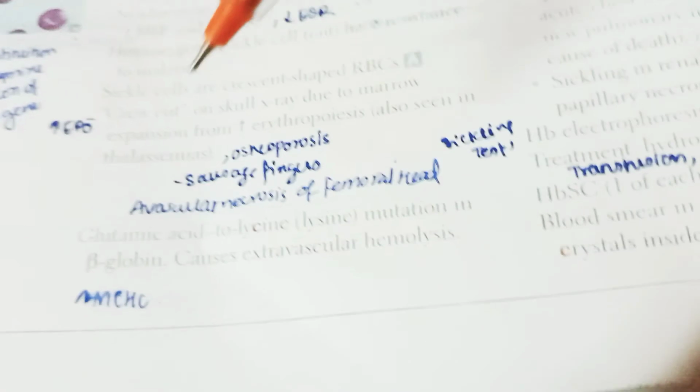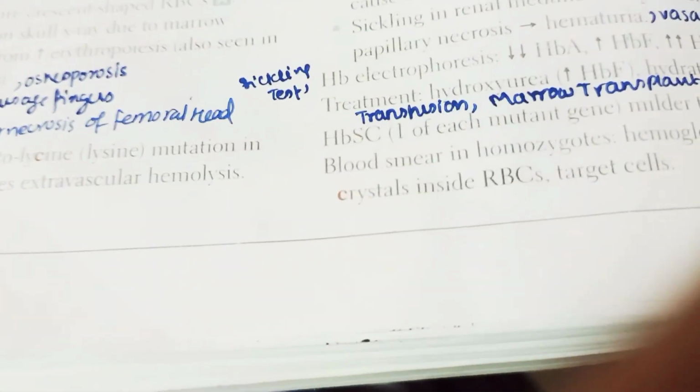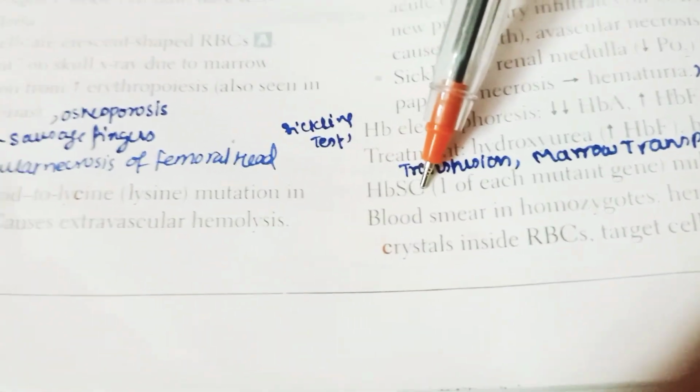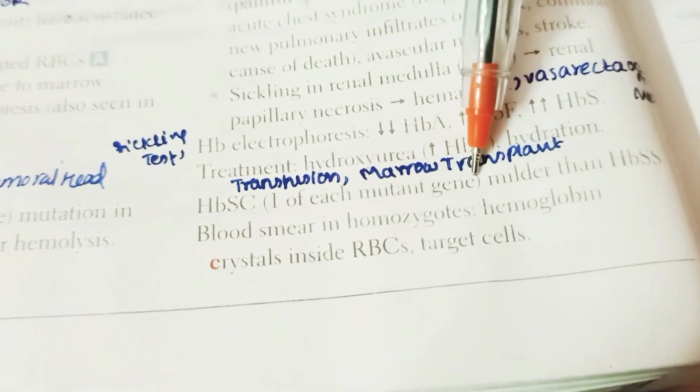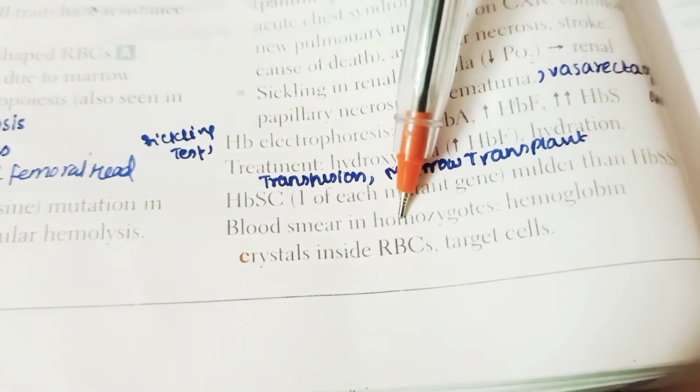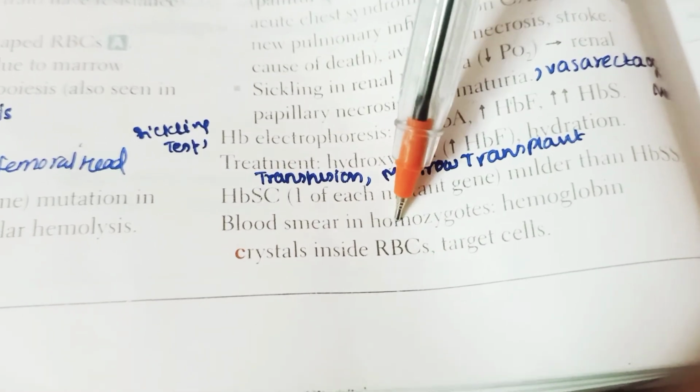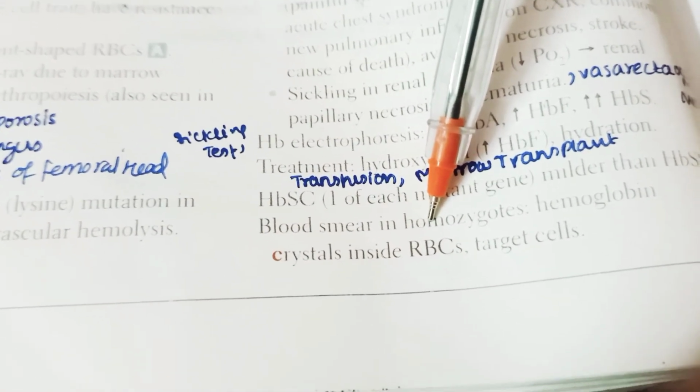Mainly HbC disease causes extravascular hemolysis. There's also a disease called HbSC, that is both sickle cell anemia with HbC. This is one of each mutant gene, milder than HbSS. Blood smear in homozygotes shows hemoglobin crystals inside RBCs, and also target cells.